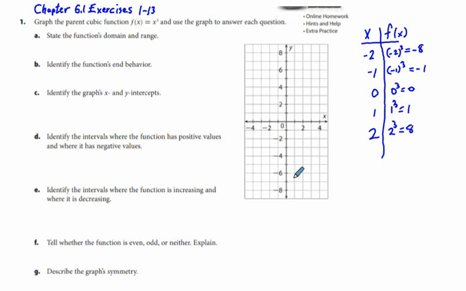And then we can use our coordinate grid to mark the points. We have -2, -8, our first point. -1, -1, there we go. 0, 0. We have 1, 1. And the last one we have is 2, 8.